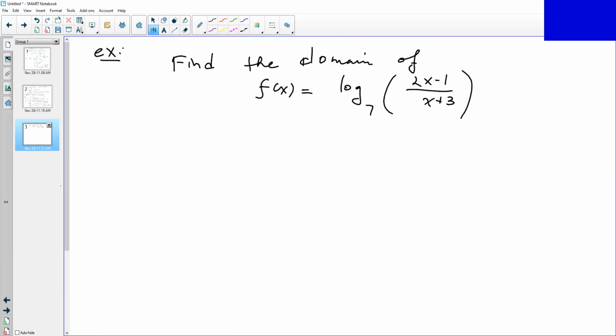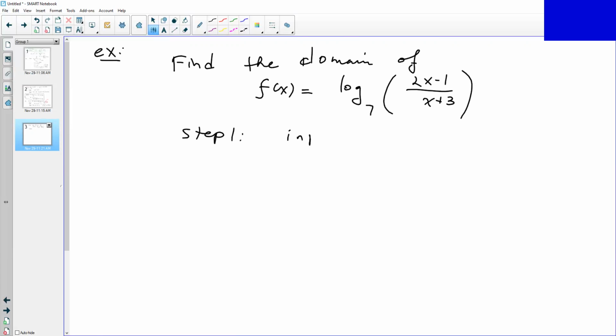So the input is now not linear, right? The input is a rational function. So when I say input bigger than 0, this will turn into a rational inequality. And that was the section before this topic, and I'll remind you. So step 1, input has to be bigger than 0, right?